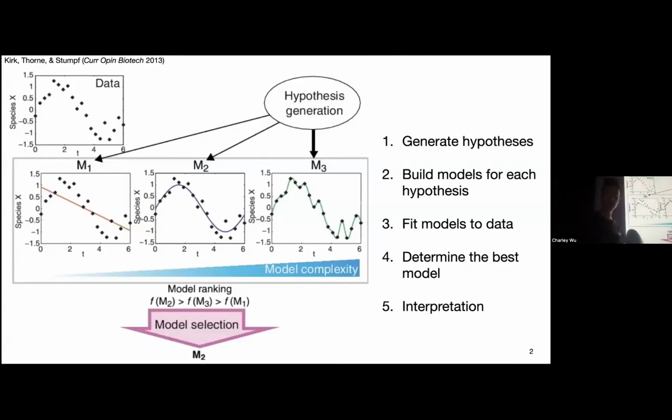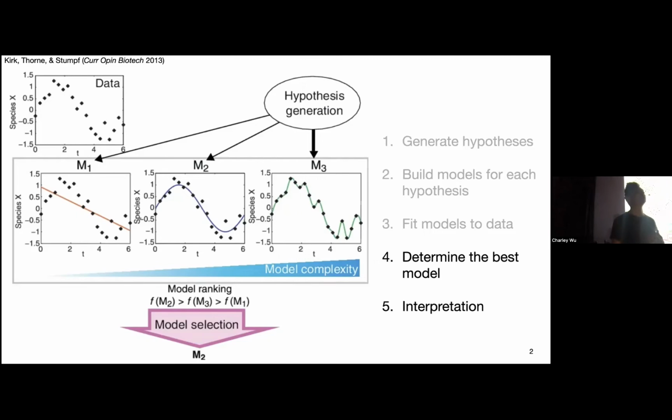A general framework for doing computational modeling: we want to generate some hypotheses, and then we build models for each of these hypotheses and fit the models to the data. So far we covered the first three steps, but now we're going to focus on how to determine which is the best model and to develop some interpretation of these results.